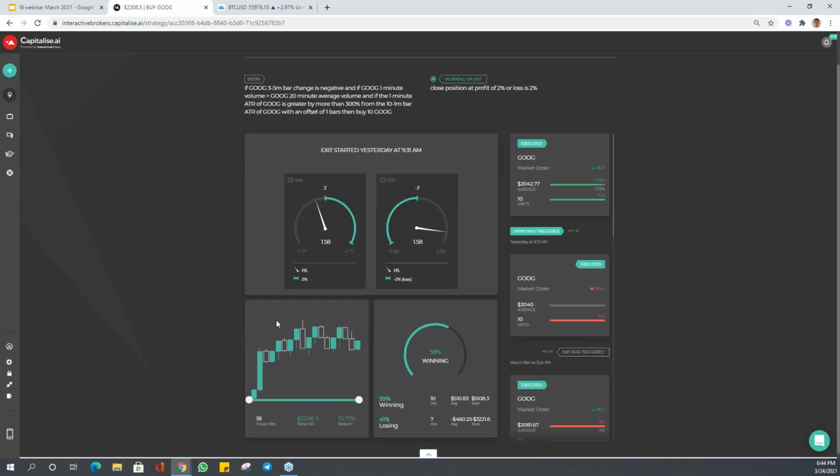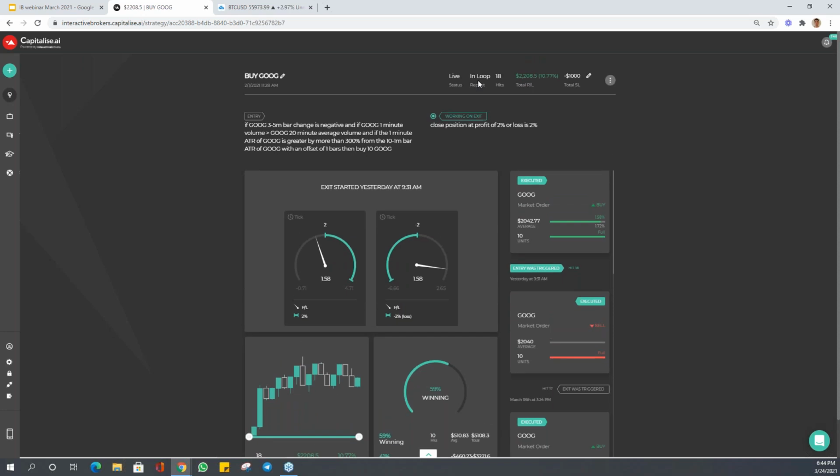This is on loop, you can see. You can have a once-off strategy as well, which will only trigger once. But if it's in loop, every time your exit condition is met, it'll start looking for the next entry and so on. It'll continue to loop. Something you can have here is a total stop loss. You can see I have a minus $1,000 on here. If this strategy hits minus $1,000, it's going to stop the strategy. It's going to stop looping. You'll be notified of that as well.